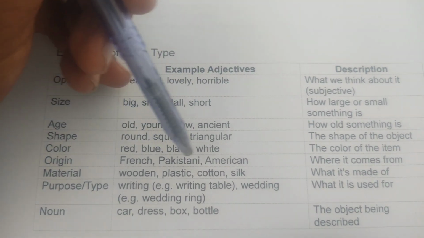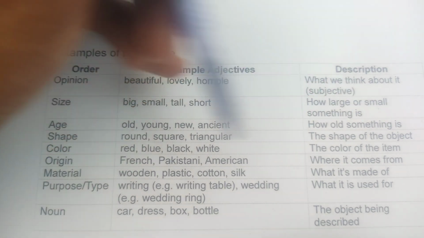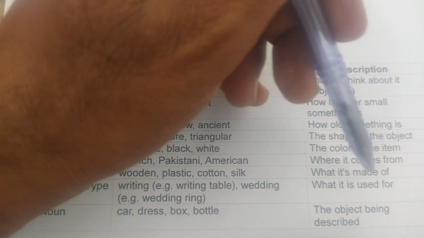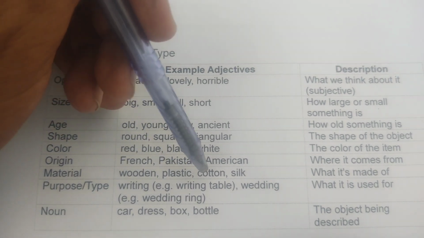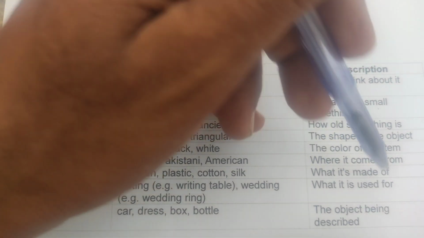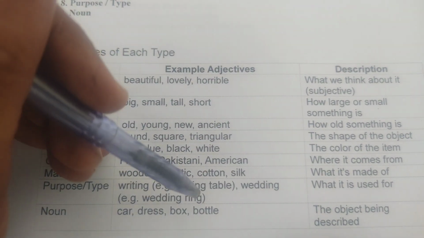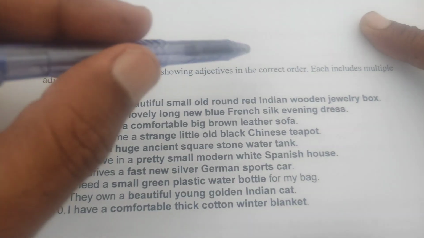Region: French, Pakistani, American. Description: where it comes from. Material: wooden, plastic, cotton, silk. What it's made of. Purpose or type: writing, for example, writing table, wedding ring. What it is used for. Noun: car, dress, box, bottle. The object being described.